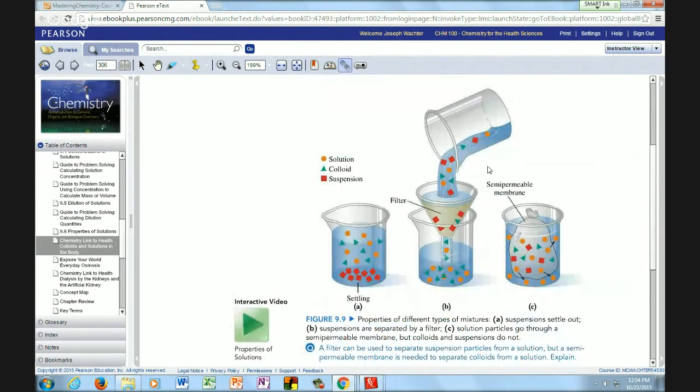So this is kind of what we're going to be doing in 2 weeks. We'll pour the solution through the filter, and you'll see that the larger, these red squares, these larger suspension particles are left behind. The solutions and the colloidal particles get through the filter. If we let it settle, the suspension particles settle to the bottom where everything else stays in the liquid. And then if you use this special semi-permeable membrane, which is what we will do, you'll see that the colloidal particles stay inside the bag, inside that membrane, and only the solution particles pass through.